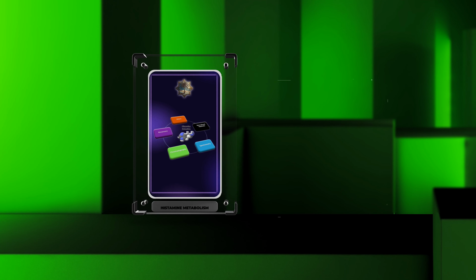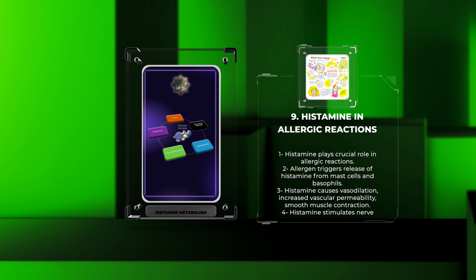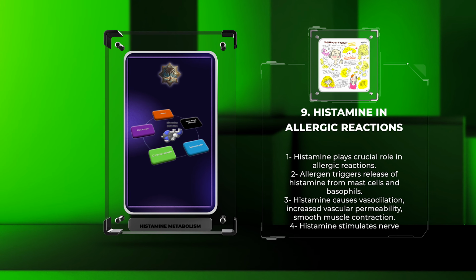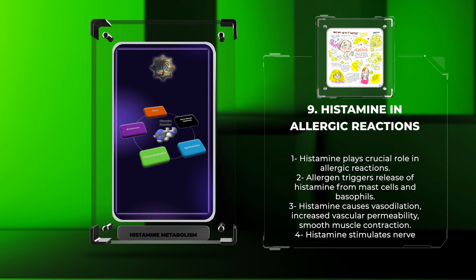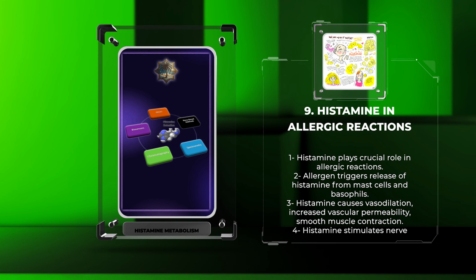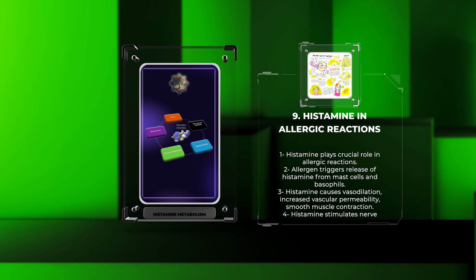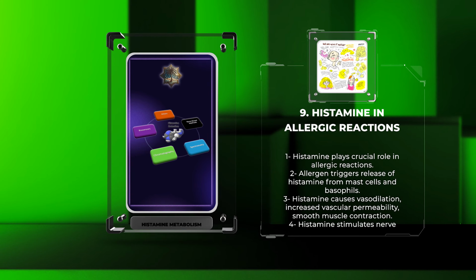Histamine plays a crucial role in allergic reactions. When an allergen is encountered, it triggers the release of histamine from mast cells and basophils. Histamine, in turn, causes vasodilation, increased vascular permeability, smooth muscle contraction, and stimulates nerve endings, leading to itchiness and redness. Antihistamines, which block histamine receptors, are commonly used to alleviate the symptoms of allergies.